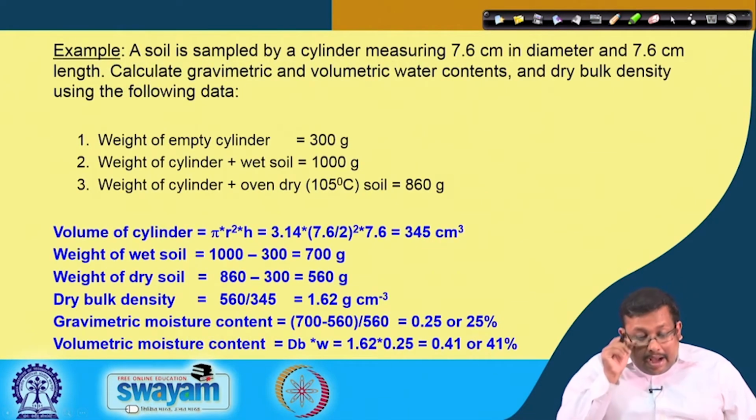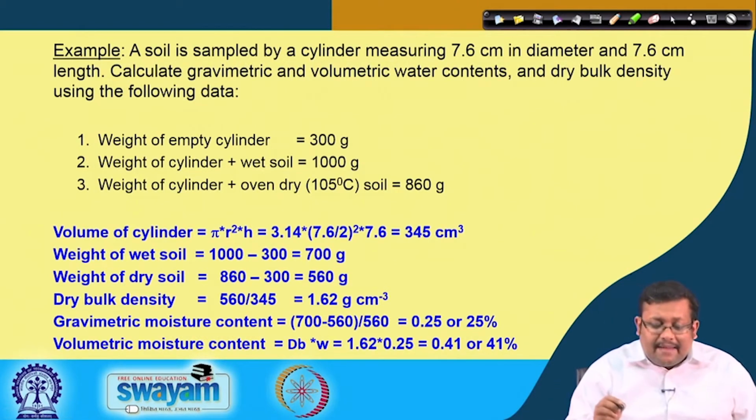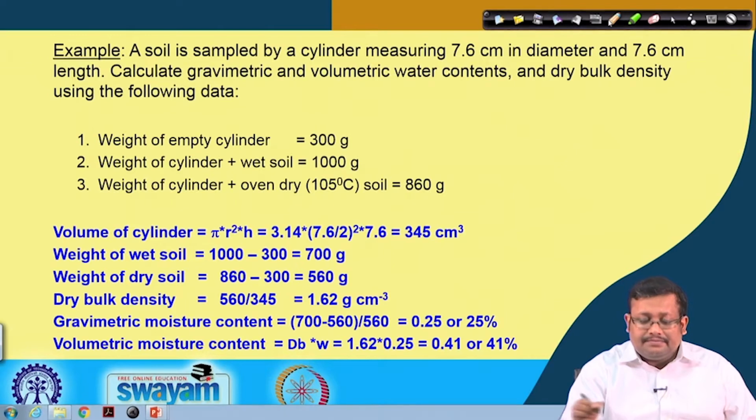Let us see one example. A soil is sampled by a cylinder measuring 7.6 centimeter in diameter and 7.6 centimeter in length. Calculate the gravimetric and volumetric water contents and the dry bulk density using the following data. The weight of the empty cylinder used for collecting the soil from the field is 300 grams, the weight of cylinder plus wet soil is 1000 grams, and the weight of cylinder plus oven dry soil, after drying at 105 degree centigrade, is 860 grams.